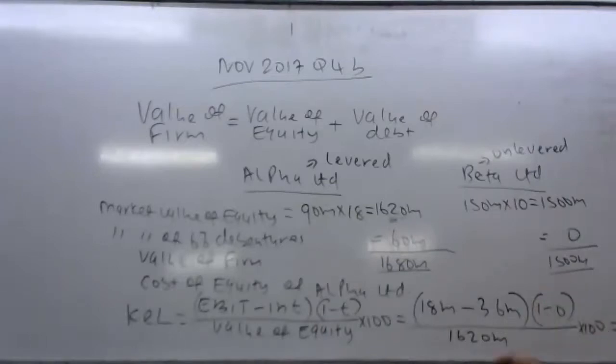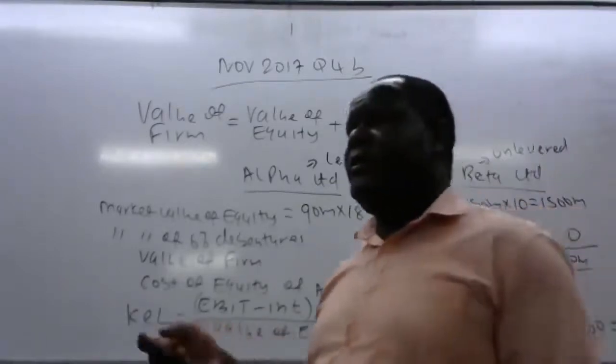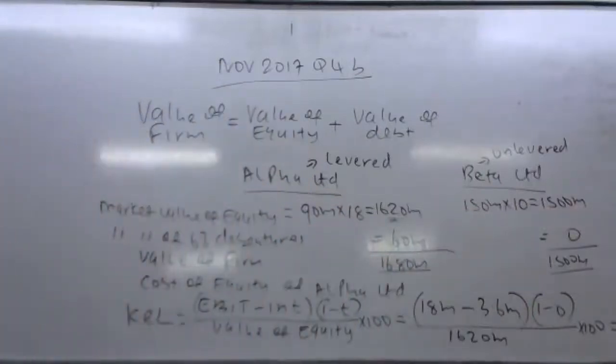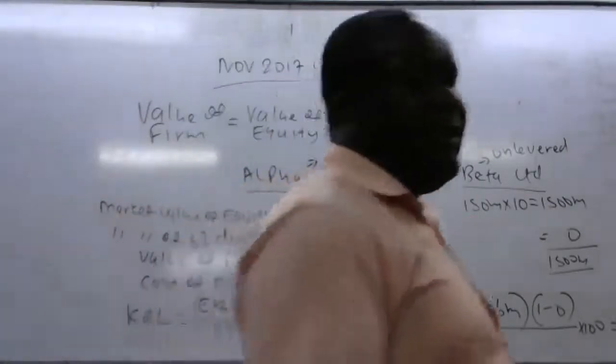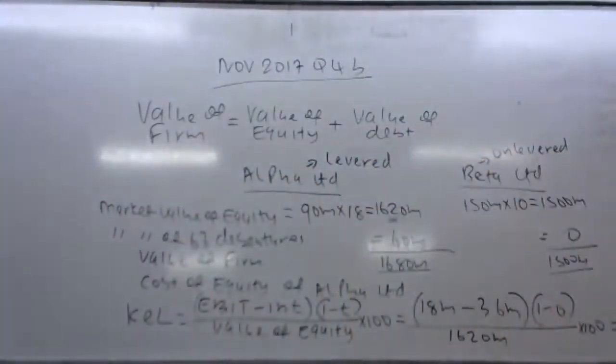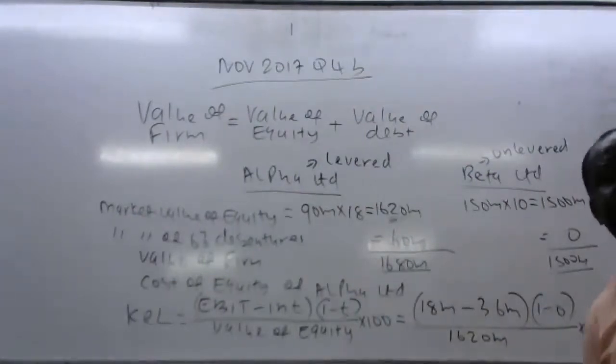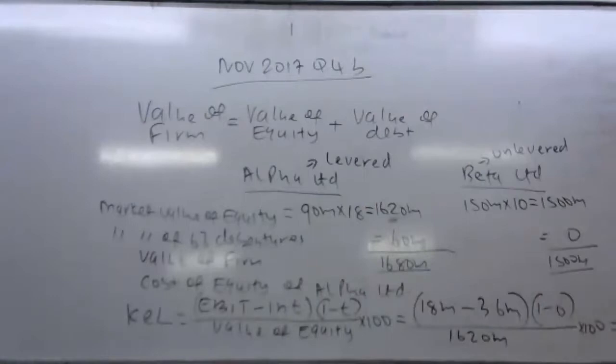But for now, it is simply 0.88 recurring percent. We can still round it off, but when we shall be requiring to use it, we require the exact figure. So that is now meant to be the cost of equity for alpha limited. So we should also compute the cost of equity for beta limited.